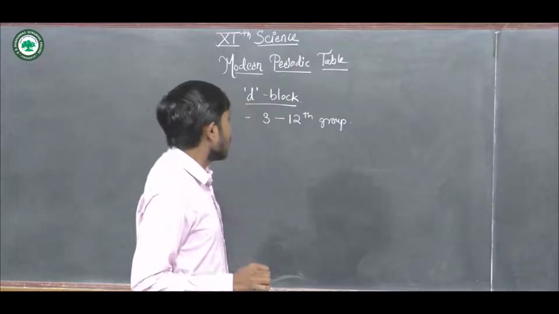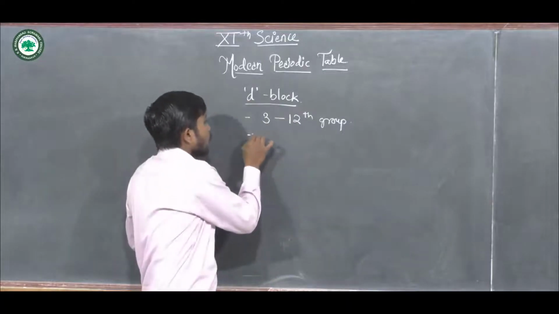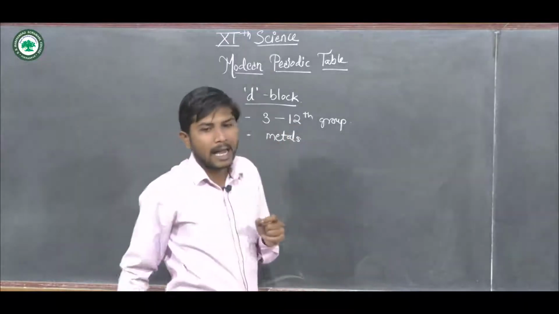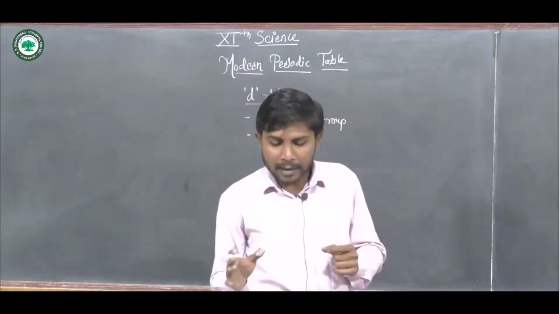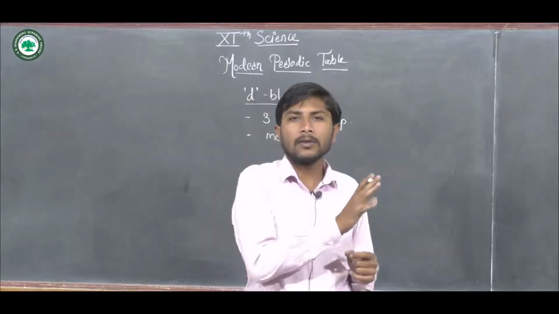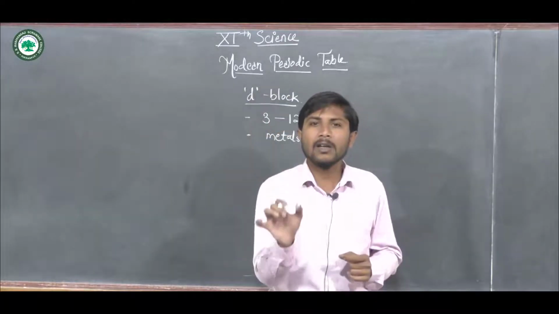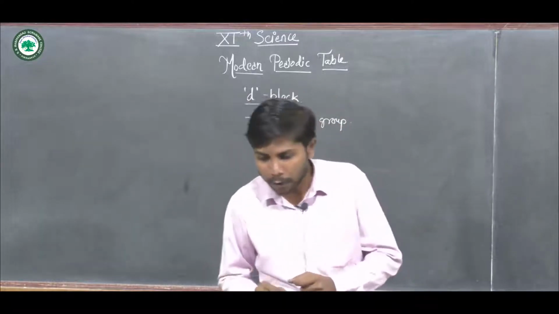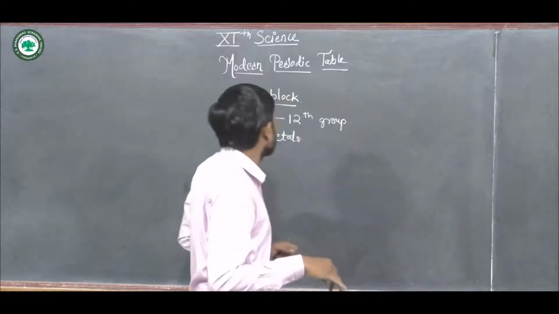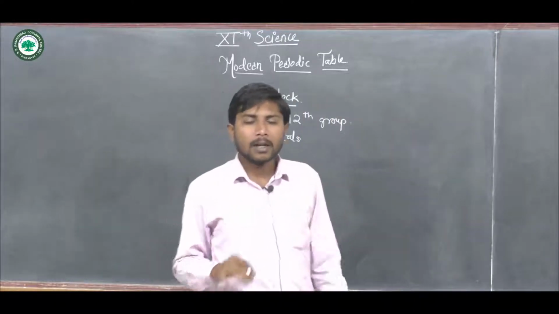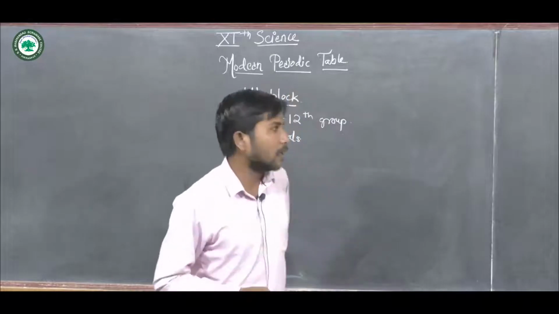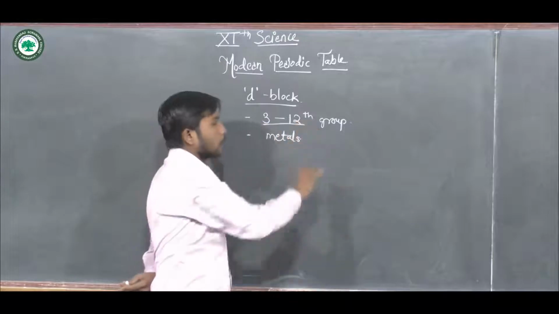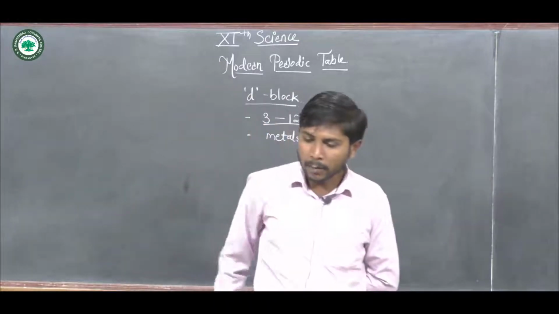All these elements belonging to the D block are metals. They are situated between the highly reactive S block elements and the non-reactive elements of group 13 and 14. In these elements, the D orbital is partially filled, which carries 10 electrons. That's why there are 10 groups for the D block elements.